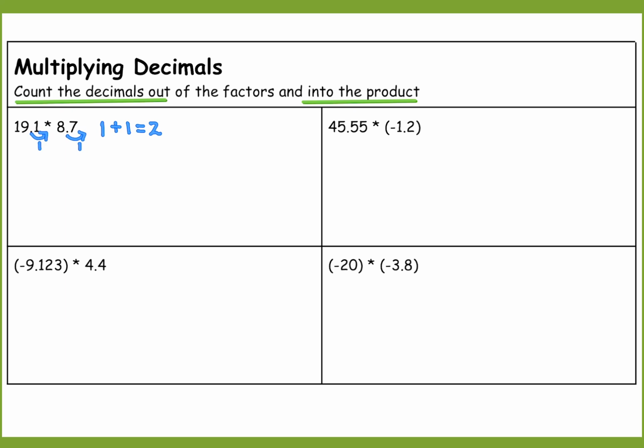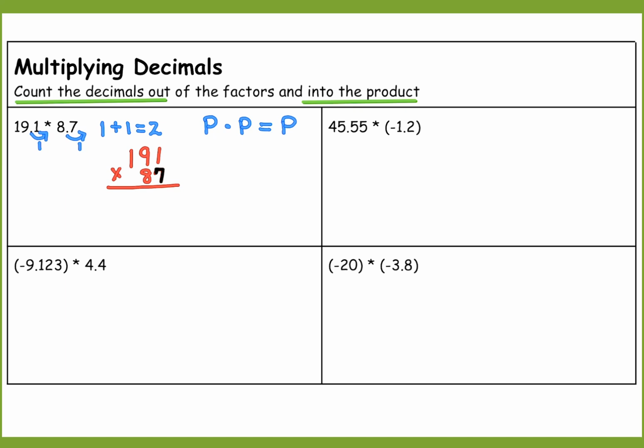Now looking at these values, we remember that a positive value times a positive value is going to give us a positive answer. Same sign is positive. Now we're going to work this out as if these were whole numbers. So we have 191 times 87 because we moved those decimals out. Now let's start with the 7.